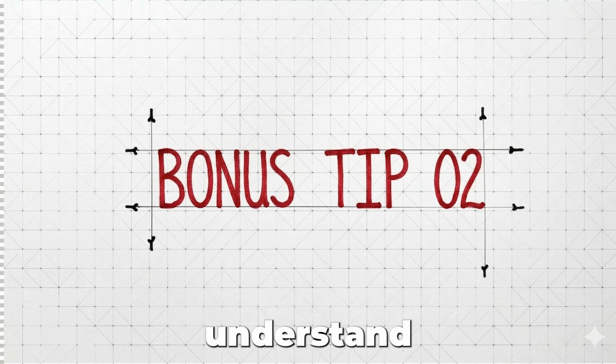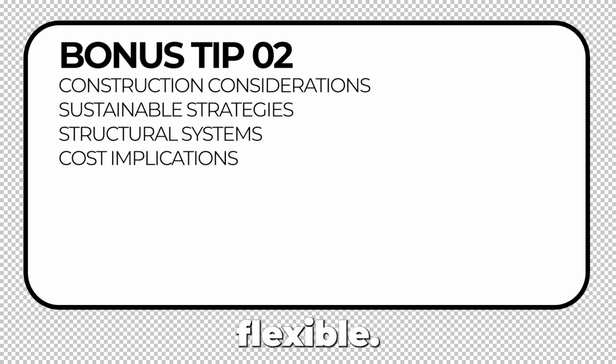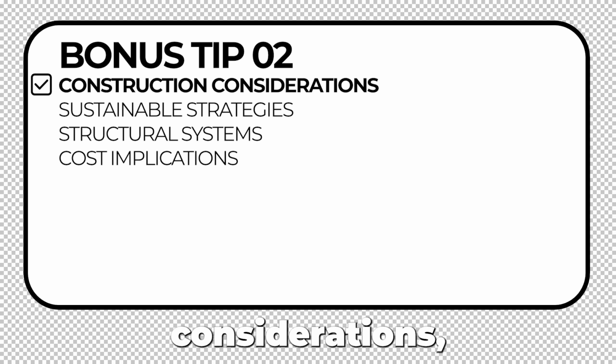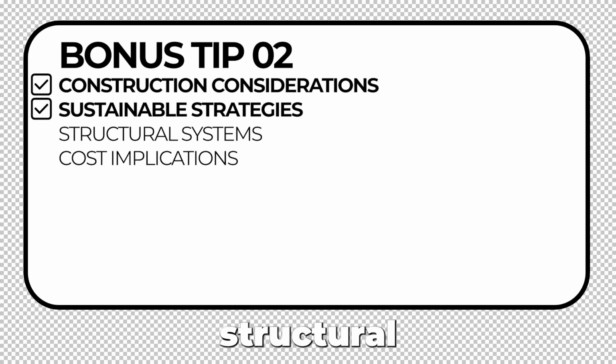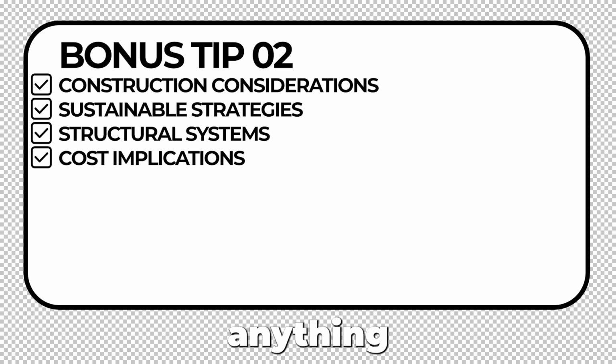One important thing to understand about these prompts is that they're very flexible. You can always add additional categories or instructions to the end of the prompt if there's something specific you want the output to focus on. For example, you might add things like construction considerations, sustainable strategies, structural systems, cost implications, or anything else relevant to your project. You can also, and more importantly, upload or paste any documents that might help the AI understand the project better, or understand you, or understand your firm better.